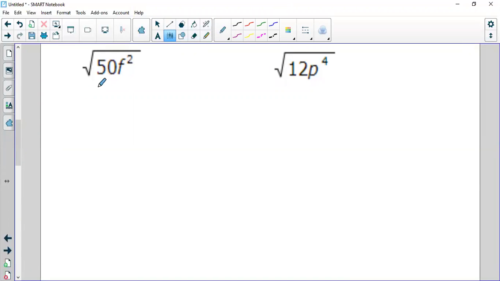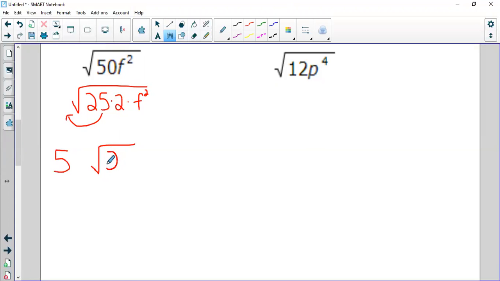Well, let's take that 50 first. The 50 is 25 times 2, breaking it down using the fact that 25 is a perfect square factor of 50. 25 times 2, and then f squared. So the 25 will come out of the radical because that's our perfect square, and that becomes a coefficient of 5. Inside the radical remains the not perfect square factor, which is 2.